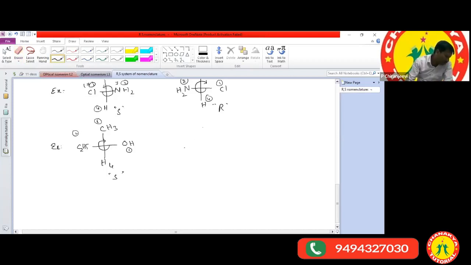What is another example I can give here? For example, this one: C2H5 bond here, CH3, OH and H it is there. What is the isomer? Is the given compound exhibited as R isomer or S isomer?